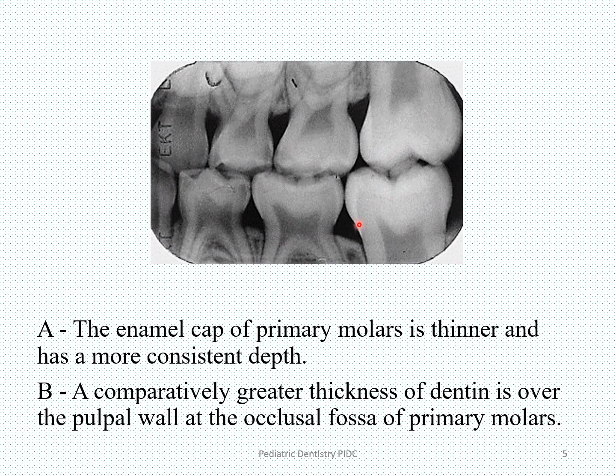Then we have a comparatively large thickness of dentine over the pulpal walls at the occlusal fossa of primary molar. Because the enamel is thin, it is compensated by more thickness of the dentine. So the clinical significance is that the enamel is thin, so the caries spreads much faster, because as soon as the caries crosses the dento-enamel junction, in the dentine it spreads much faster, and therefore involvement of the pulp is also much faster as compared to your permanent molar.